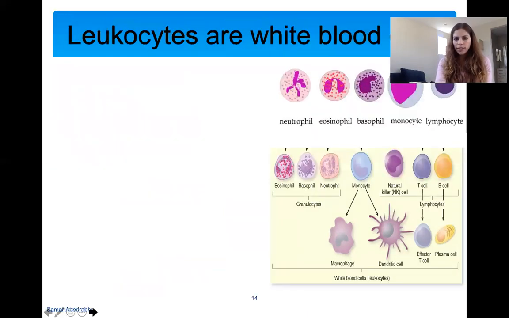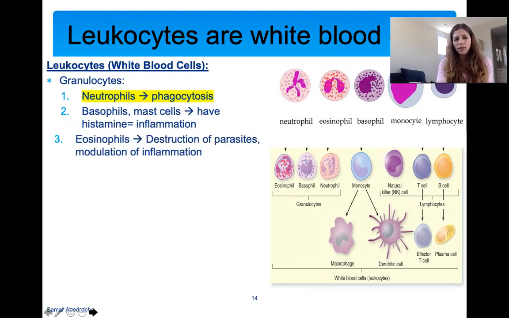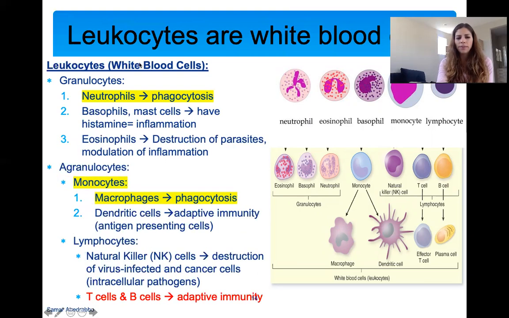Leukocytes are just the fancier term for white blood cells. They mean the same thing. We have different types of leukocytes or white blood cells in our blood, and they're named sometimes based on what they look like. Let me put that all out there.